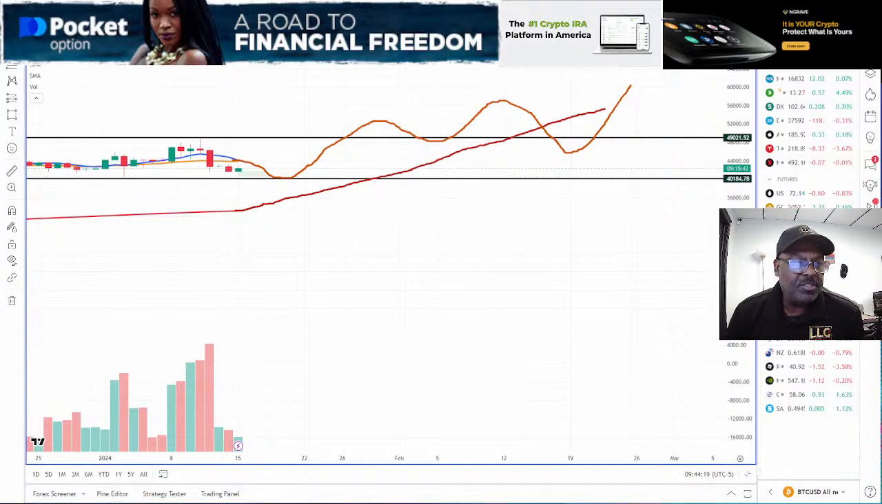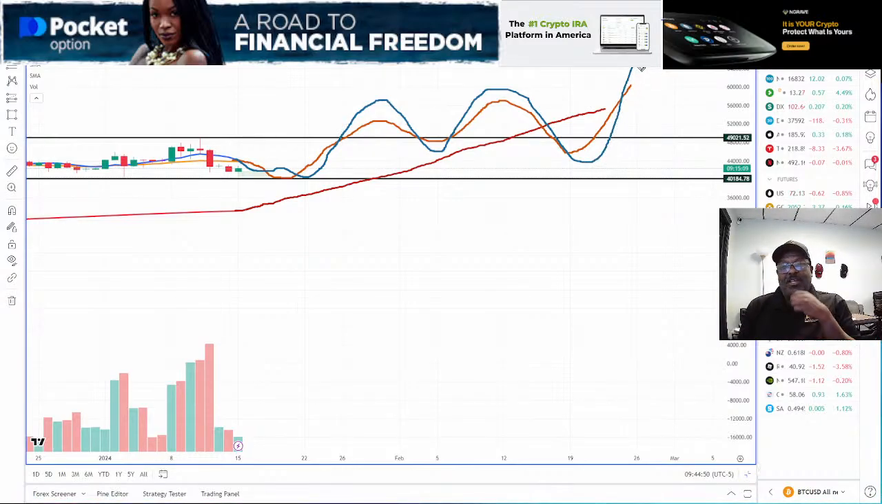Let's get our blue. And our blue would kind of follow this trend. I'm talking it into existence, you guys. I'm speaking this into existence. We would love to see that happen. That would at least get us into the $64,000 range. It's gonna go. It's gonna go.